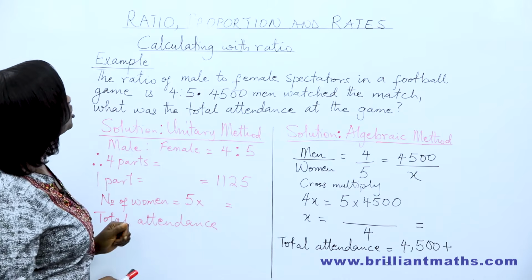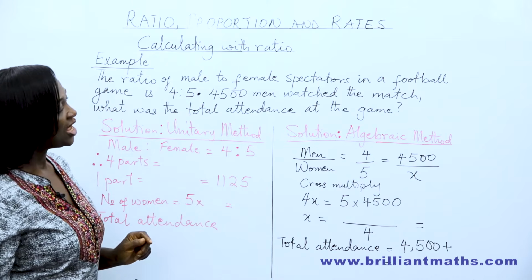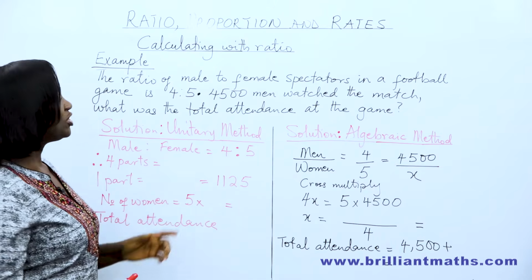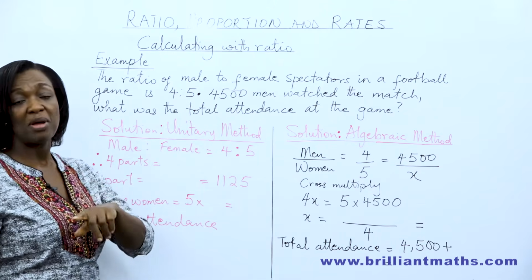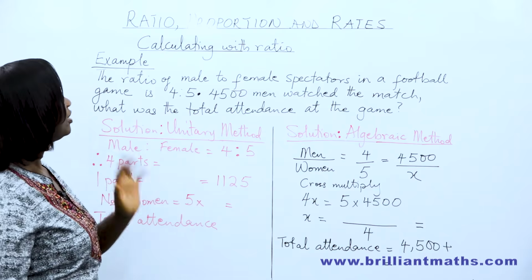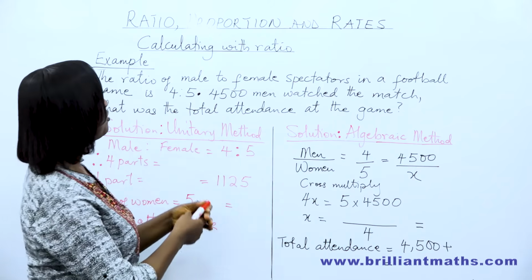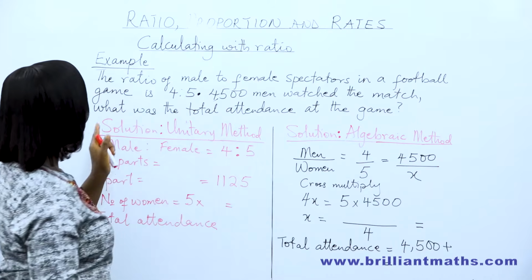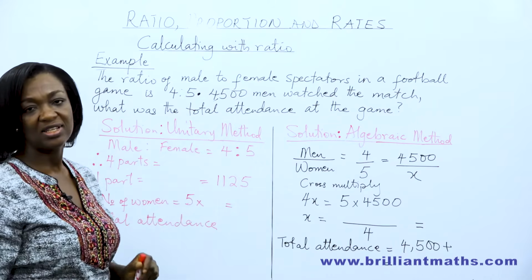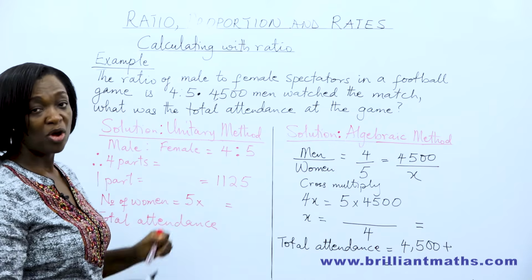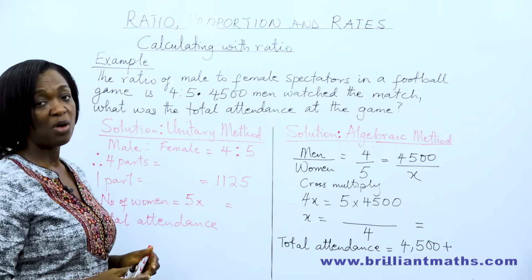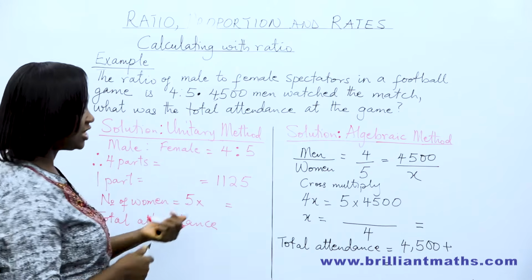For example, the ratio of male to female spectators in a football game is 4 to 5. Ratio of male to female. Remember that ratio is an ordered pair. 4,500 men watched the match. What was the total attendance at the game? We only have the ratios and the number of men, and we're supposed to find the total attendance.